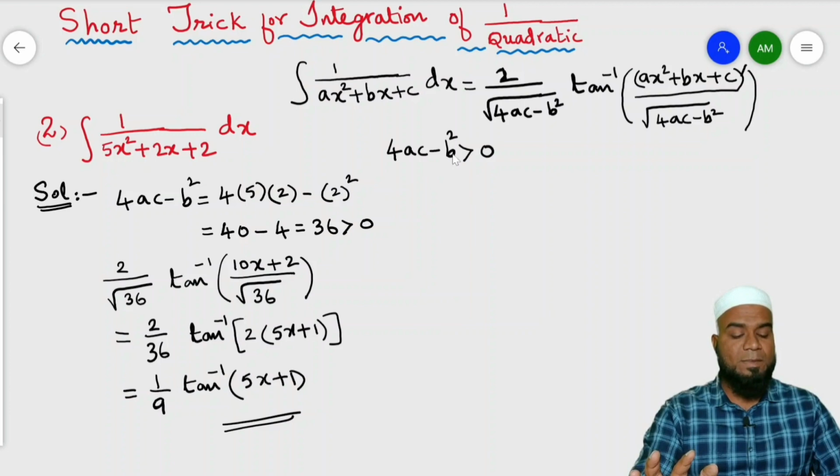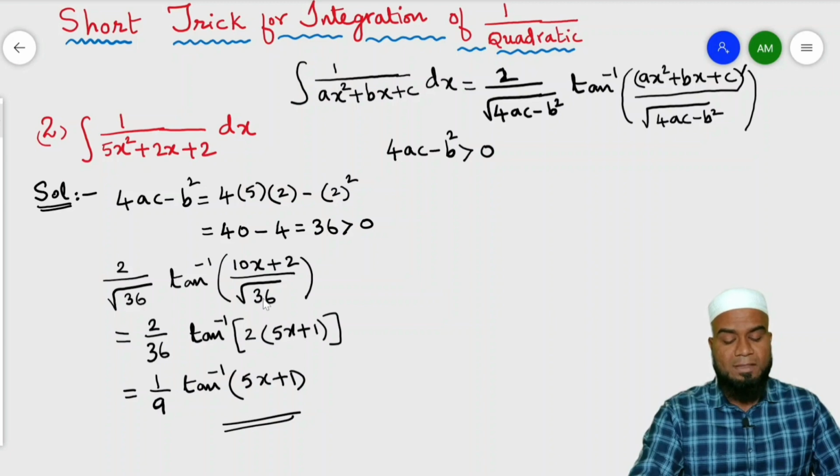If 4ac minus b square is greater than 0, then the value of this integral will be 2 upon square root of 4ac minus b square tan inverse of the derivative of ax square plus bx plus c, right. And here in the denominator square root of 4ac minus b square. For this example, we have evaluated 4ac minus b square, which is 36, right, which is greater than 0. Then according to this trick, the value of this integral will be 2 upon square root of 36, and tan inverse of the derivative of the quadratic, which is 10x plus 2, and in the denominator square root of 36.